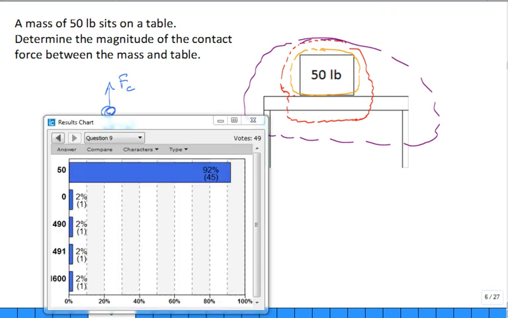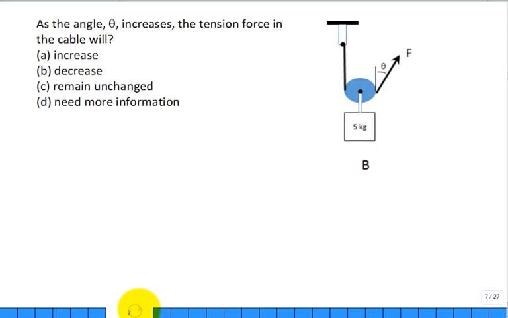This was not a hard question. It's 50 pounds. Or 50 pounds. I don't know why I'm getting other answers. I don't know. Okay. Well, that was supposed to be a confidence builder.